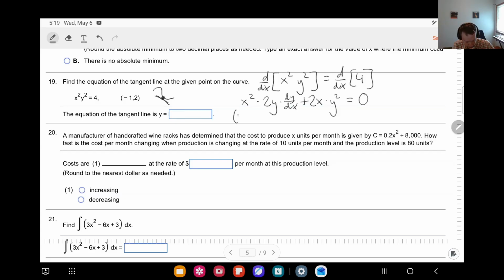So we plug in -1 for x times 2, y is 2 at this point. 2xy squared, that's 2 squared. Okay, so now I can solve for dy dx at this point. That will be the slope of our tangent line.